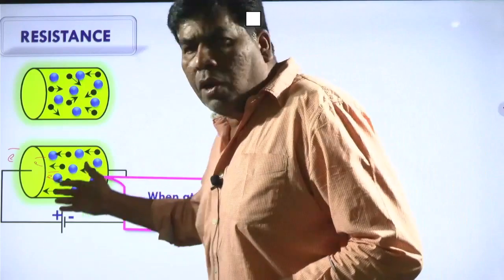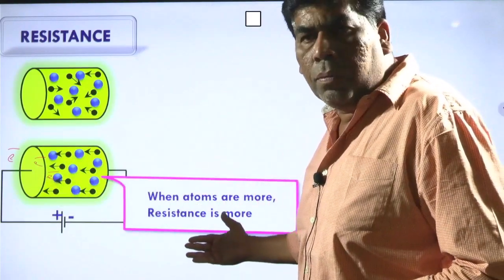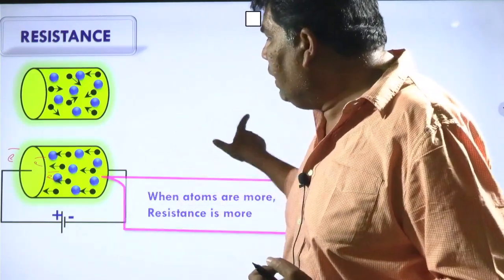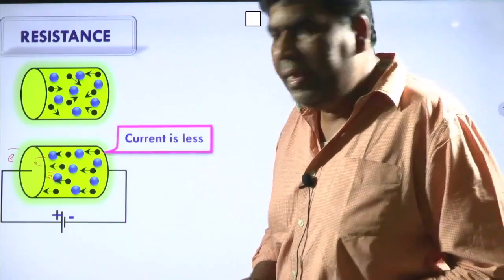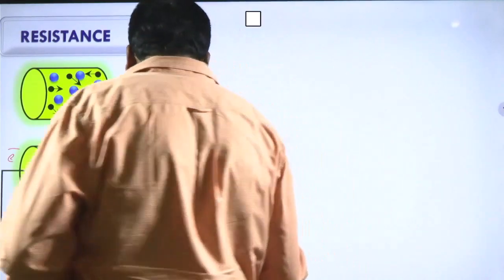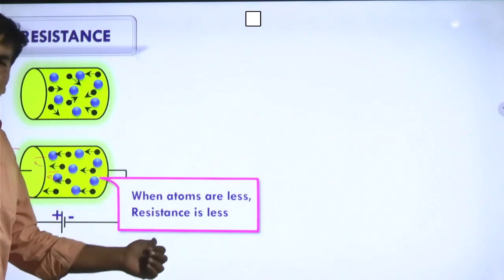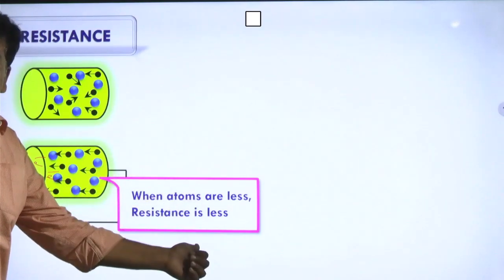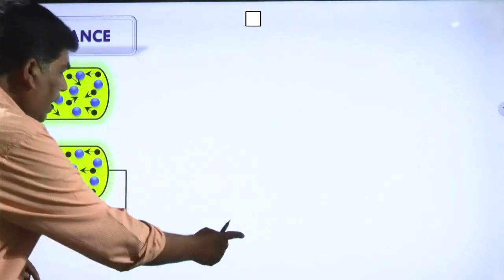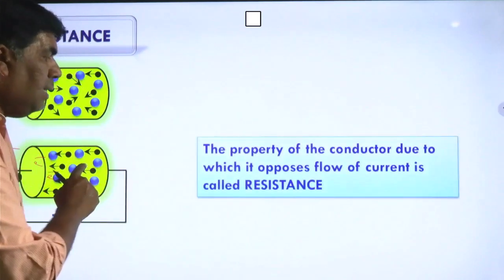So when the atoms or particles inside the conductor are more, the resistance will be more. Because of more resistance, more opposition, the current will be less. In another case, if the atoms inside the conductor are less, then the resistance will be less. At that time, the current will be more. So through this example, what have we learned?